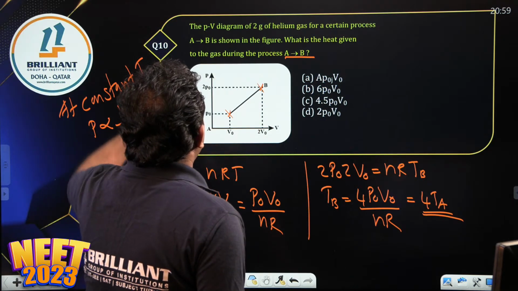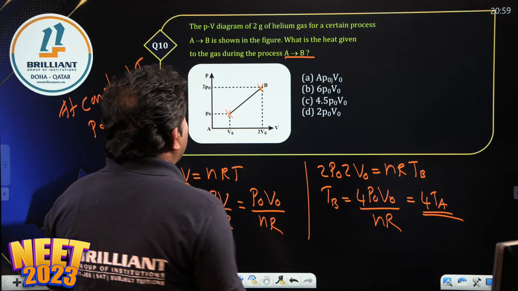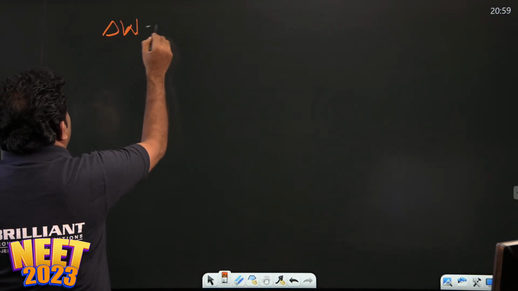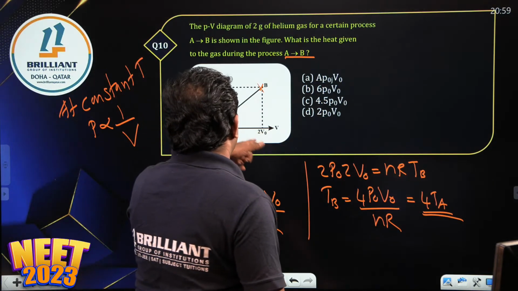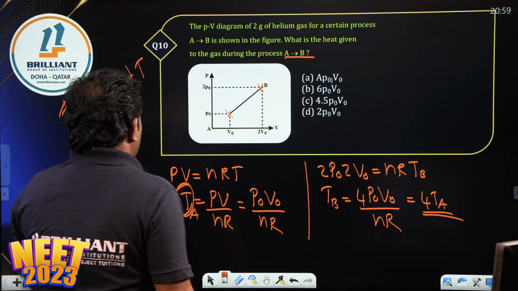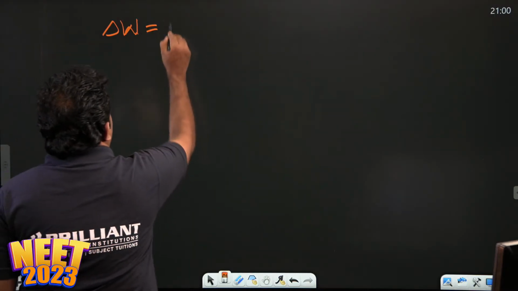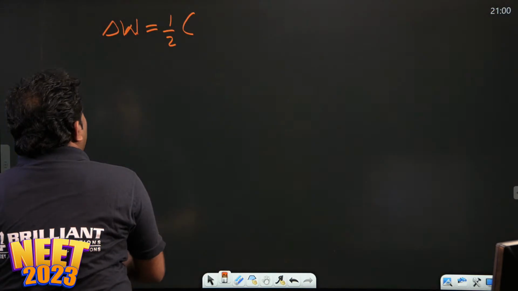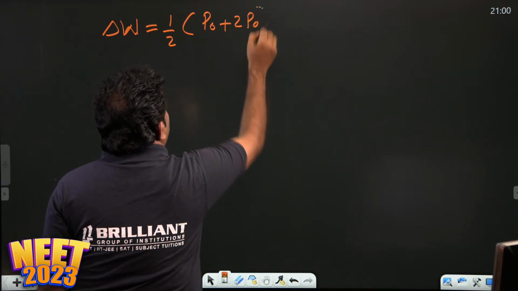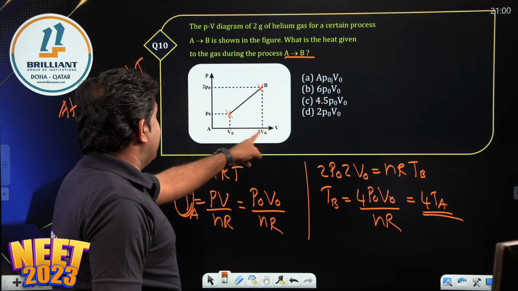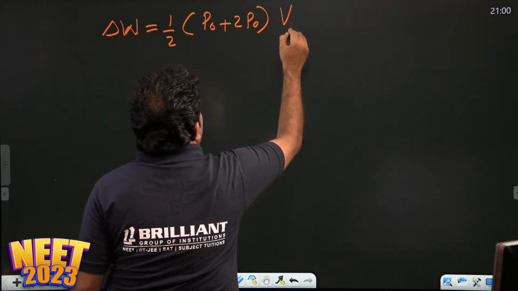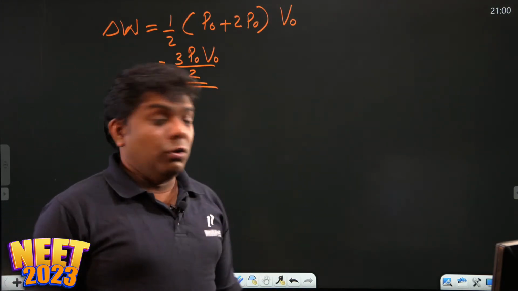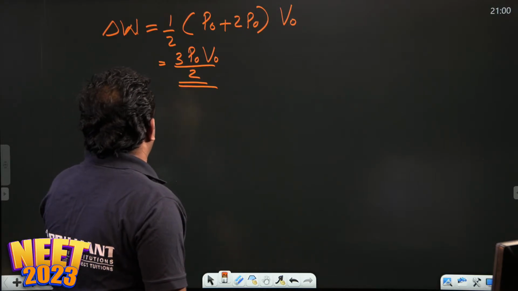Now the question is how much heat we are calculating. We can calculate the area under the graph, which gives the work done. So work done is equal to the area under the graph. What is the area under the graph here? It's a trapezium, so half into the sum of parallel sides into the vertical distance. The parallel sides are P naught and 2P naught, so P naught plus 2P naught. The vertical distance is 2V naught minus V naught, which is V naught. So we get the work done as 3P naught V naught divided by 2.